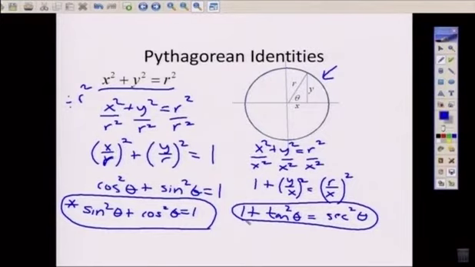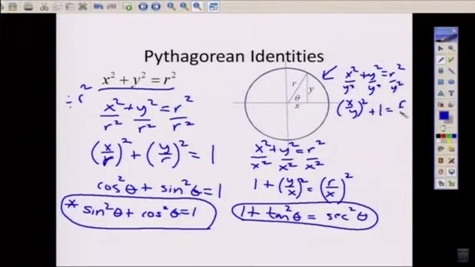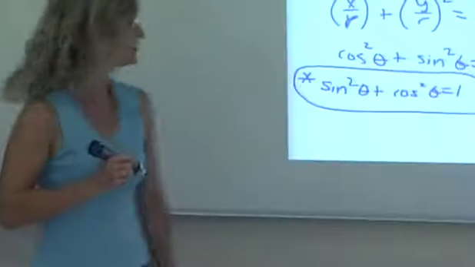And there is one last one. If I take x squared plus y squared equals r squared, and this time divide by y squared, we get (x over y) squared plus 1 equals (r over y) squared. And x over y, that's cotangent, and r over y is cosecant. So those are the three identities that are considered the Pythagorean identities.